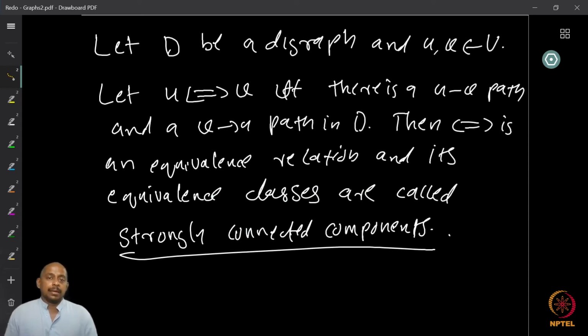Now, D can be a digraph, and then again the interconnection relation u to v holds if and only if there is a uv path and a vu path. Then the interconnection relation is an equivalence relation, and again the equivalence classes are called strongly connected components. So the strongly connected components are the equivalence classes under the relation for directed graphs.